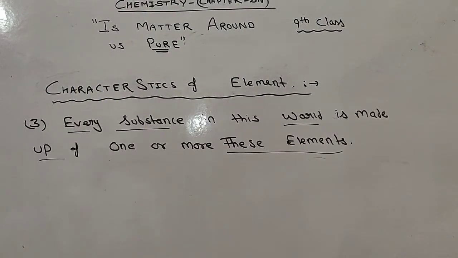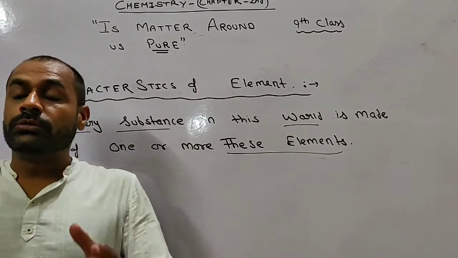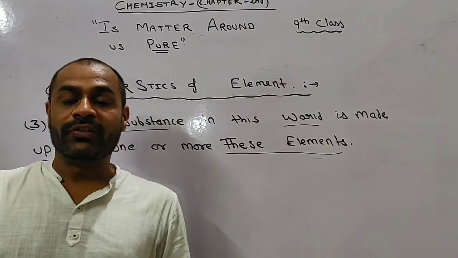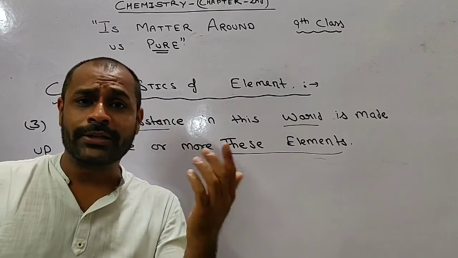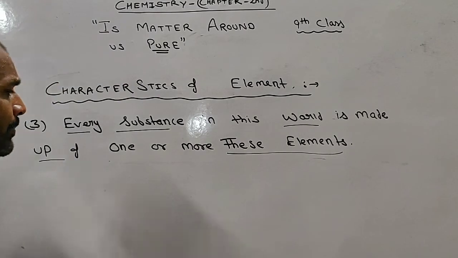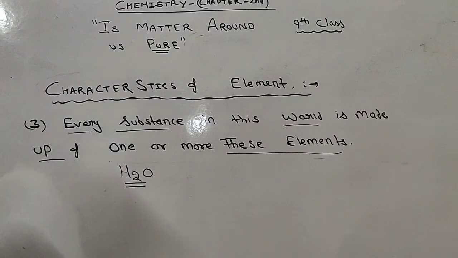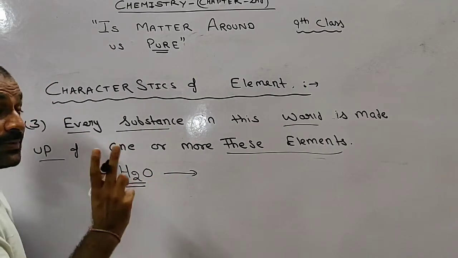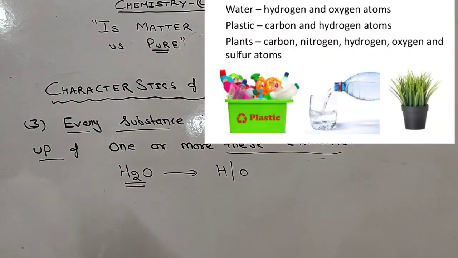So the next characteristic is every substance in this world is made up of one or more of these elements. Yes. So just look around yourself. You will find n number of things around you and they are made up of either one or more elements only. So let's take the example, as we have already discussed about water. We can see water is made up of two elements, one is hydrogen and the other one is oxygen. Fine. So more things, let's talk about the sugar.